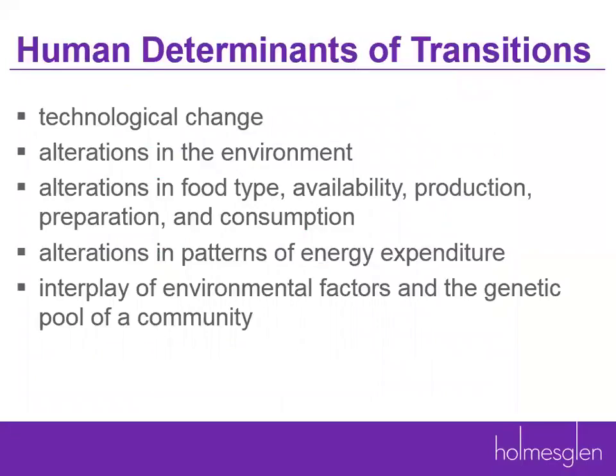Some of the human determinants of transitions: technological change. Telemedicine. You can be diagnosed, you can in some cases have keyhole surgery by a surgeon who's on another side of the planet. Alterations in the environment we've talked about. The type, availability, production, preparation, and consumption of food. If we had time, I'd show you some data about the nutritional content of food and how that's deteriorated with factory farming over the years.